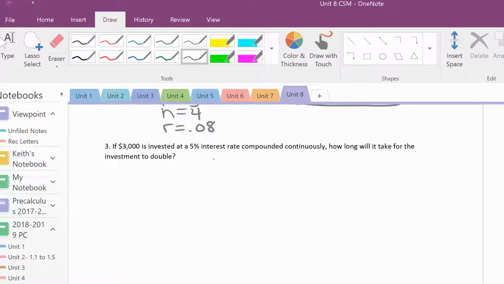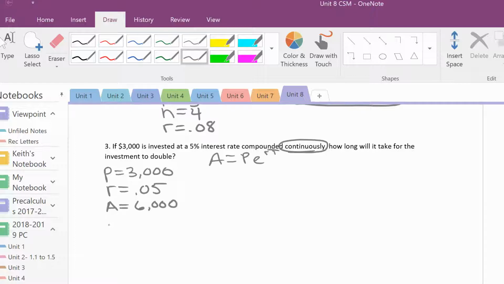Now for continuously, this is where you do A equals P e to the RT. So there is no compoundings because it's compounded continuously. So the principal is 3,000 here because that's what's invested. The rate is 5%, 0.05. And you're trying to figure out how long it's going to take to double. So the ending amount is 6,000, but time is the x.